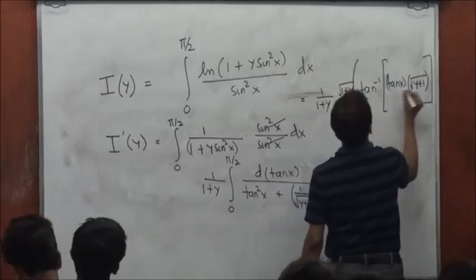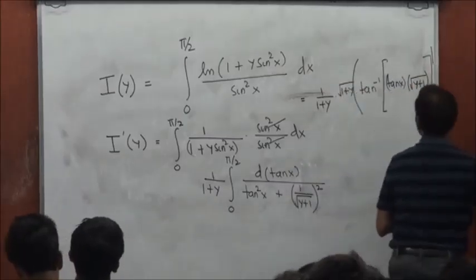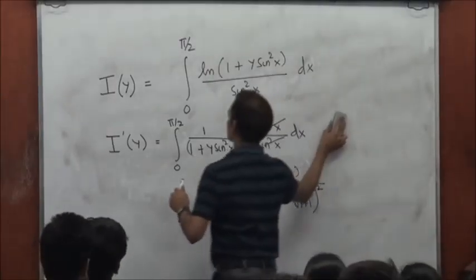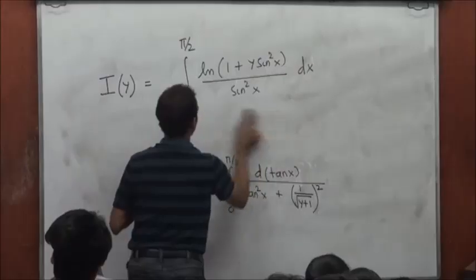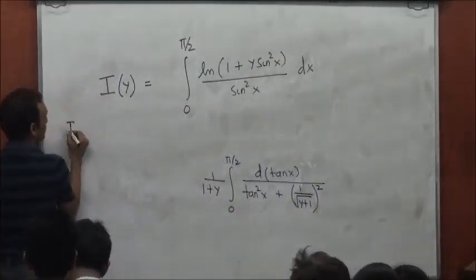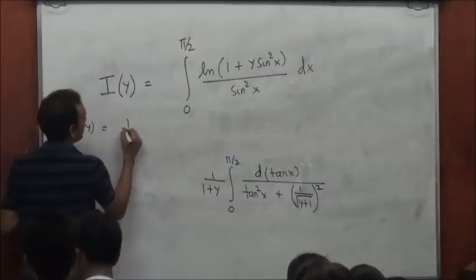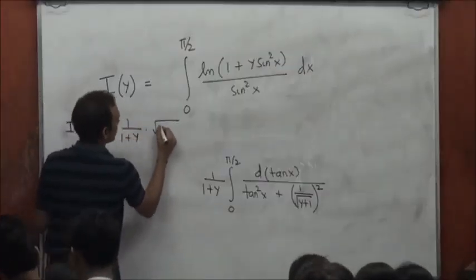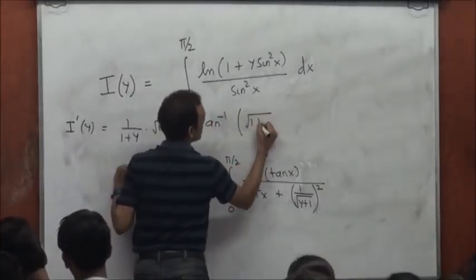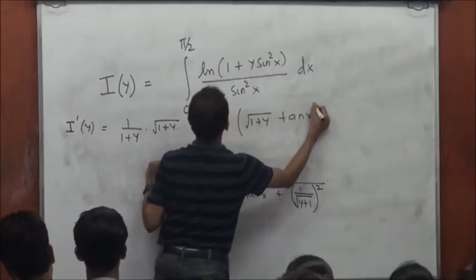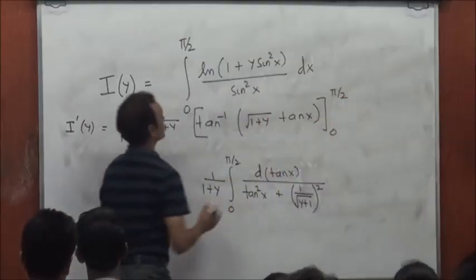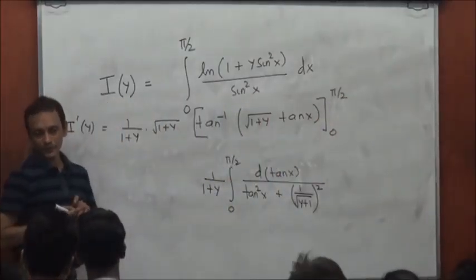Where, let me just rewrite it somewhere else. I dashed y is 1 by 1 plus y root 1 plus y, tan inverse root 1 plus y tan x. x changes from 0 to pi by 2. Yes or no? x changes from 0 to pi by 2. Clear?